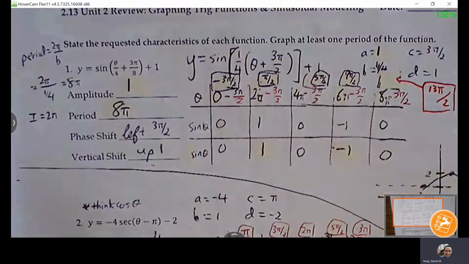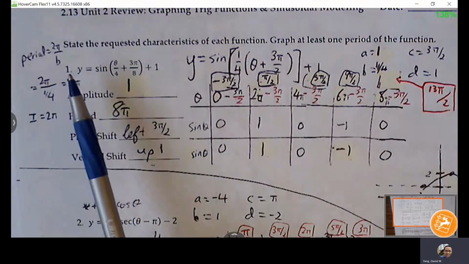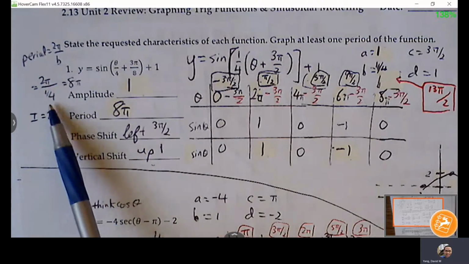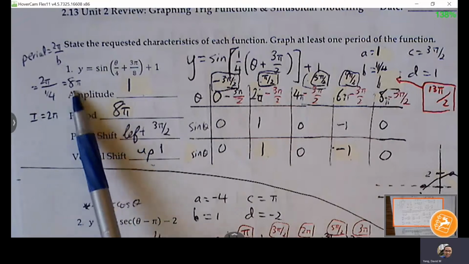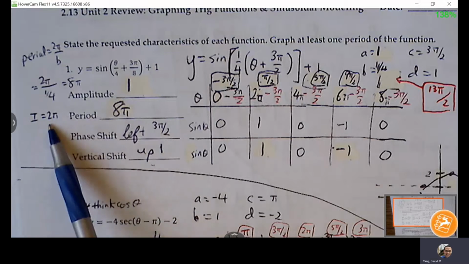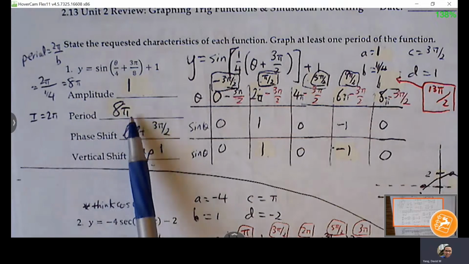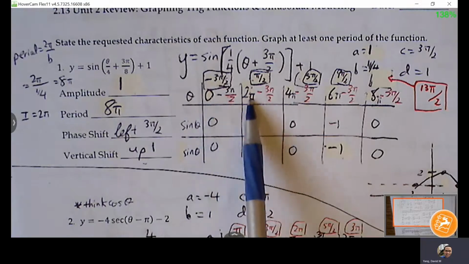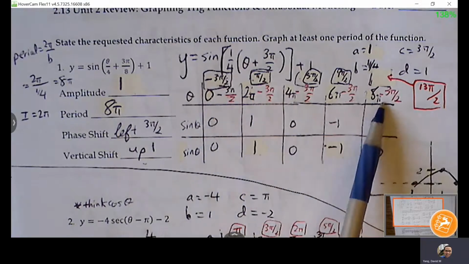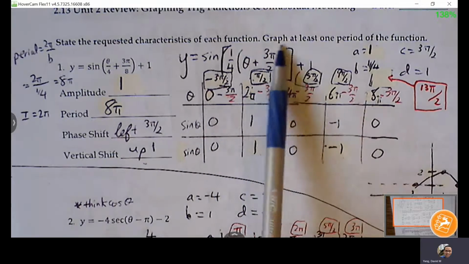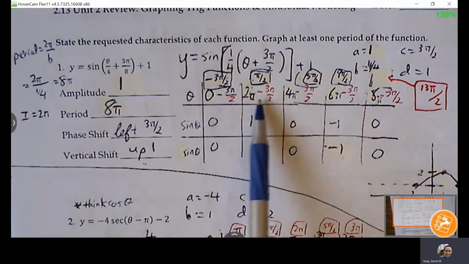And then we can begin to build our period. So period is 2 pi over B. 2 pi divided by a fraction, make sure you're multiplying by the reciprocal. 8 pi is the cycle of our period. And then interval is 2 pi because we're doing 1/4 of the period. So first thing is we want to make sure that we start at 0 and we add our interval first. Once we have our interval in place, then we can begin to bring in that phase shift. So we subtract 3 pi over 2.